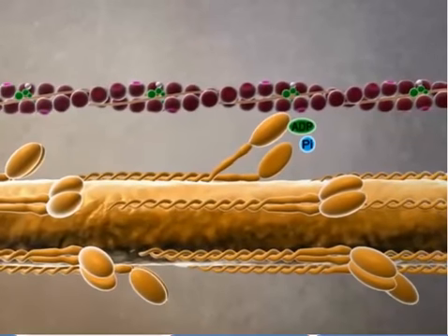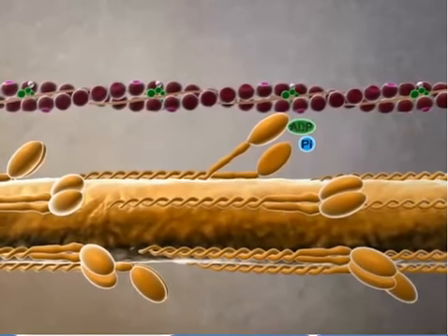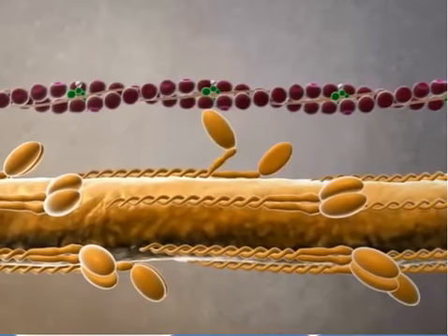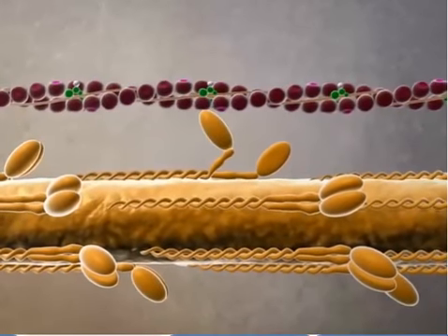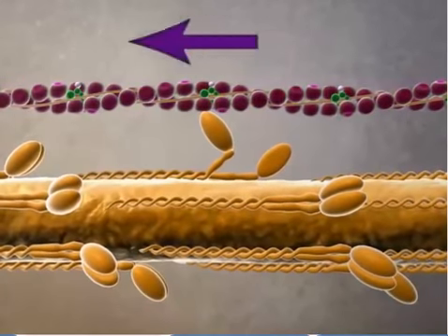In the next step, ADP and phosphate are released. Their energy powers the movement of the myosin head. This step is called the power stroke. Actin moves toward the center of the sarcomere.